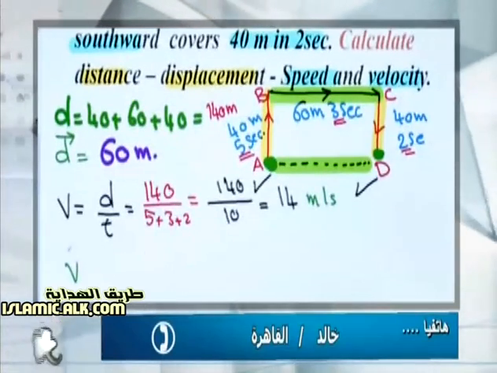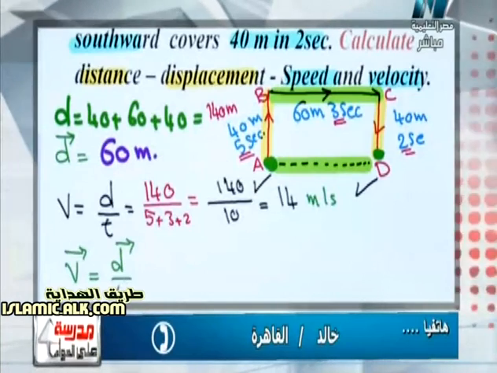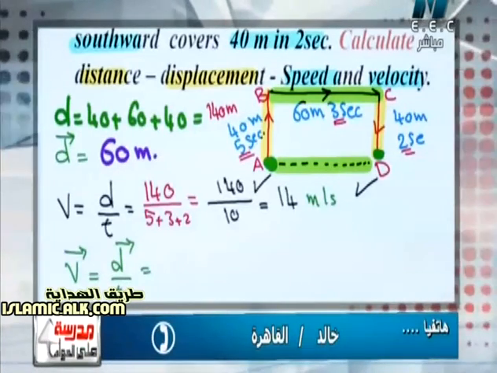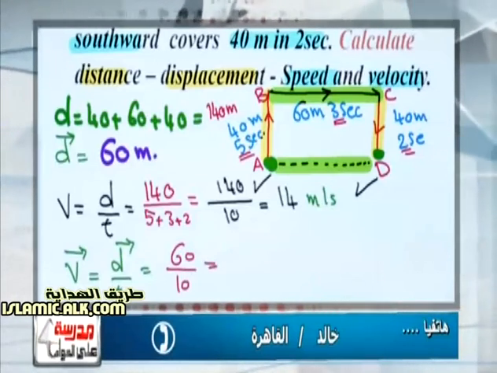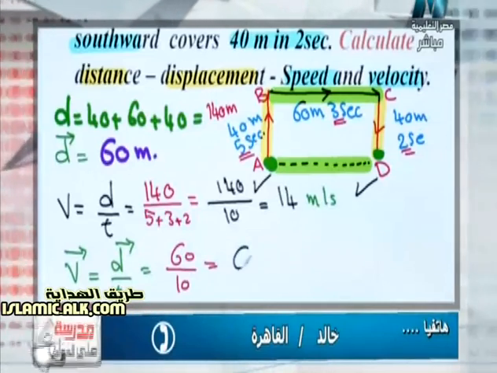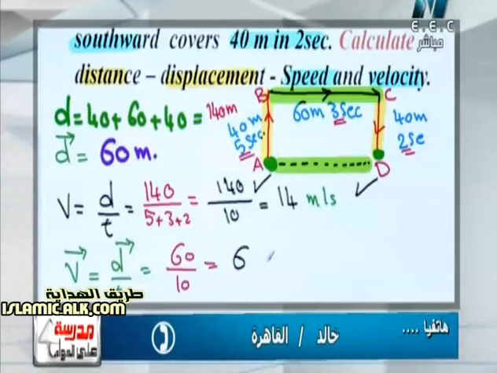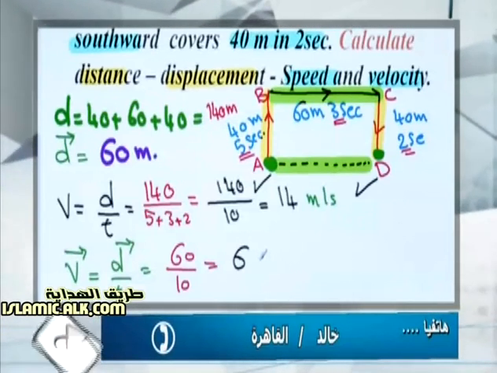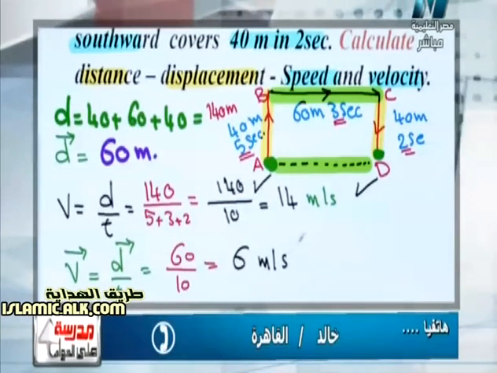Okay, how can we calculate velocity? Last point. Velocity is displacement over time. Displacement 60 over 10. Equal how many? 6. Khaled, 6. I am sorry. Okay, as you like, no problems. 6 what? 6 meter? No, meter per second.